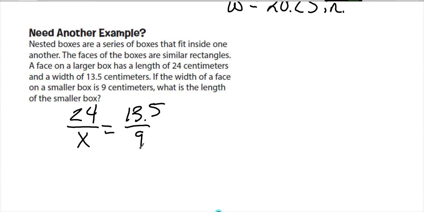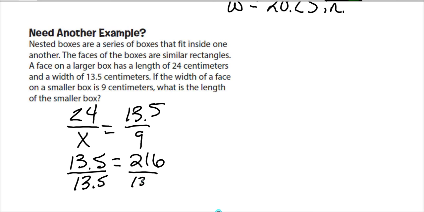All right, so from here we just got to cross multiply. So that's going to be 13.5x equals, and let's do 24 times 9. That's 216. Let's divide that off. And that is 16. Okay, so x equals 16. It says, what is the length? Okay, so again, we have to be specific here. So not just saying 16, it's 16 centimeters. Okay, and that's it.